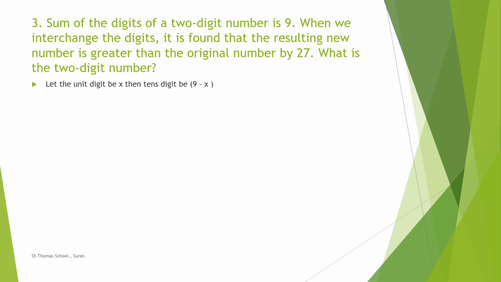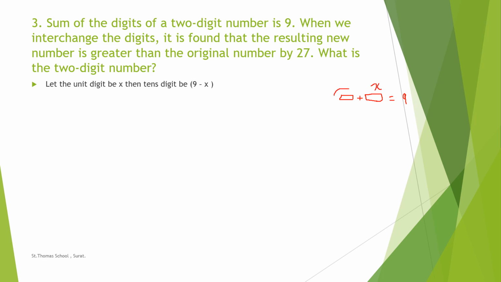It's clear? For example, it is a two-digit number. This is the ones or unit digit and this is the tens digit. The question says the sum of the digits. Sum means we have to add. If we add these two digits, the sum we will get is 9. Now, we have taken the unit digit, that is the ones digit, as x.